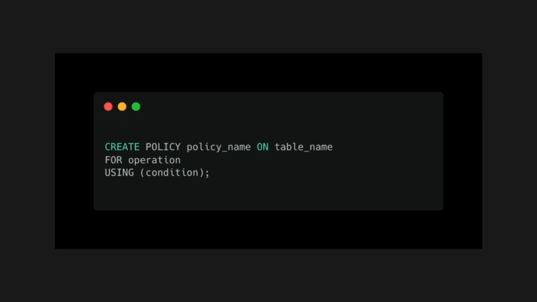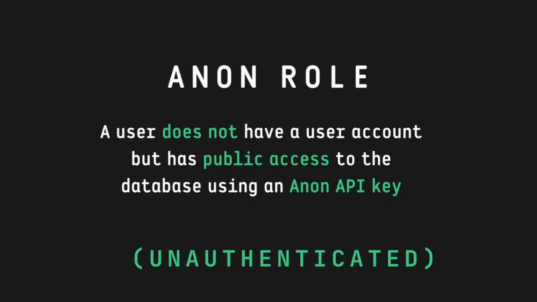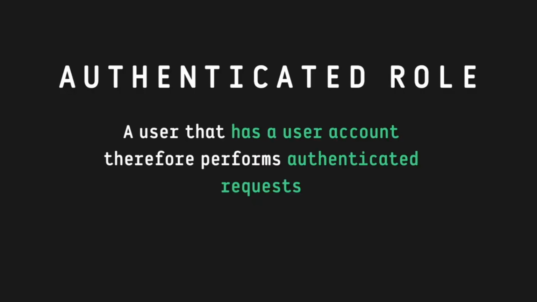So the third step is adding a role. So PostgreSQL uses roles to manage access permissions. We mentioned that, and Supabase maps every request to one of the many roles that it has, but mainly we have two. The anonymous role, which is an unauthenticated request where the user is not logged in. So an anonymous role does not have a user account but has public access to the database using an anonymous API key, and that's the role we're going to use when interacting with the Supabase database from our app level. It will be anonymous users. Then there's the authenticated role, which is an authenticated request where the user is logged in.